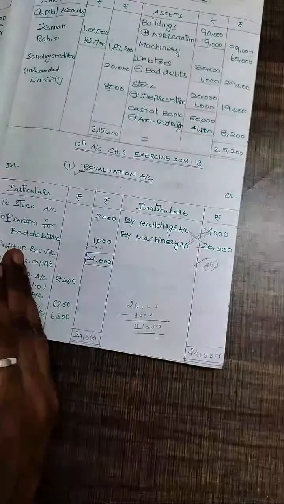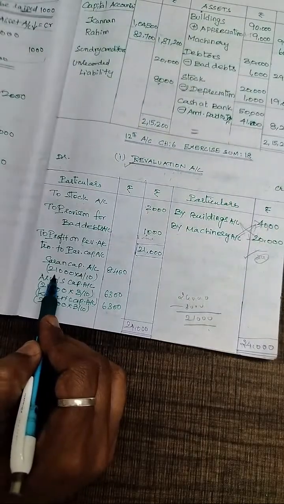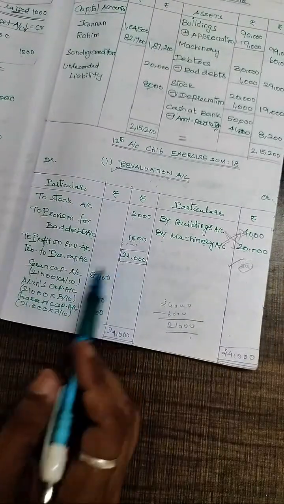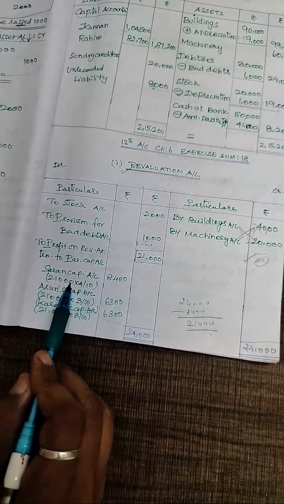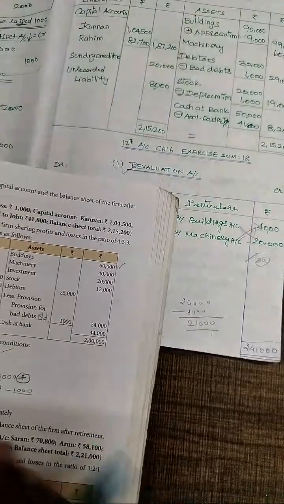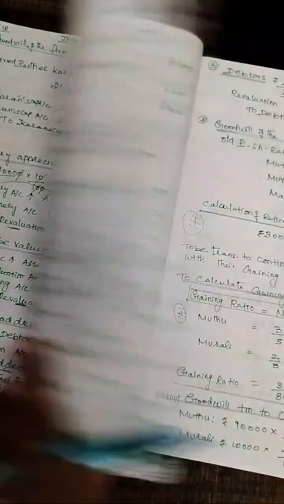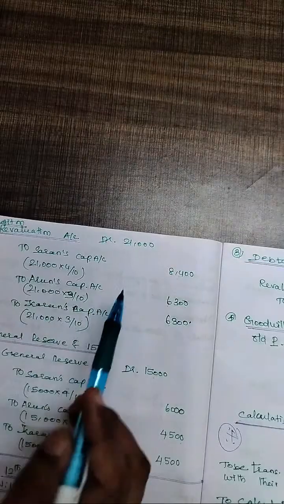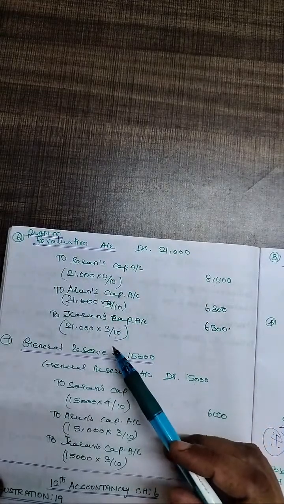Immediately that profit on revaluation account will be transferred to the respective partners' capital accounts. So who are the respective partners? Saran, Arun and Karan. The profit is transferred to their capital accounts in their profit sharing ratio, which is given in the question as 4:3:3. So the profit on revaluation account, 21,000 rupees, will be transferred to the partners' capital accounts in that ratio.